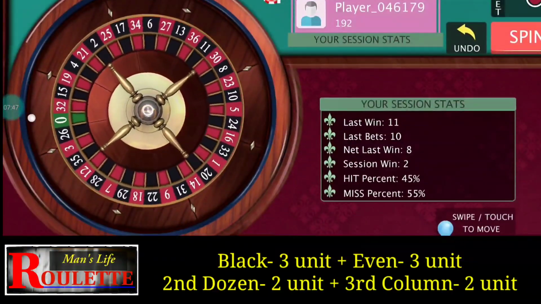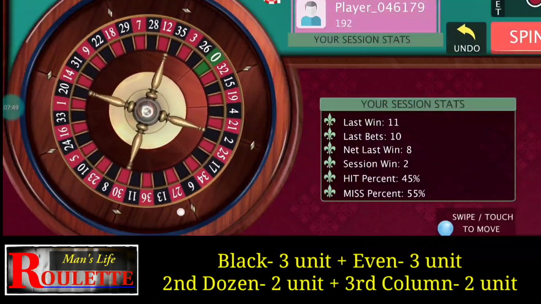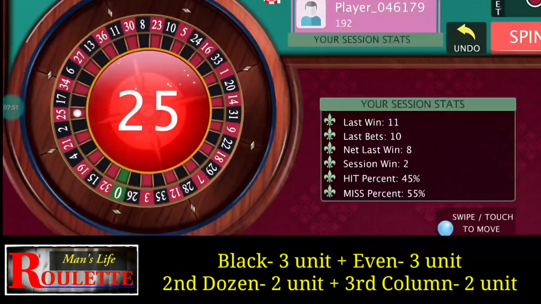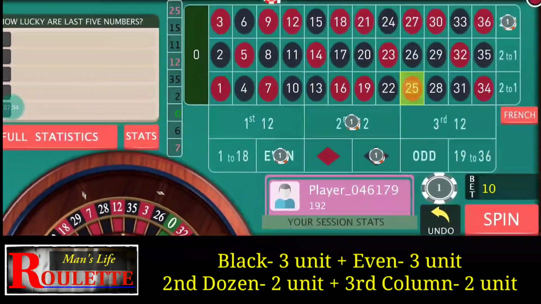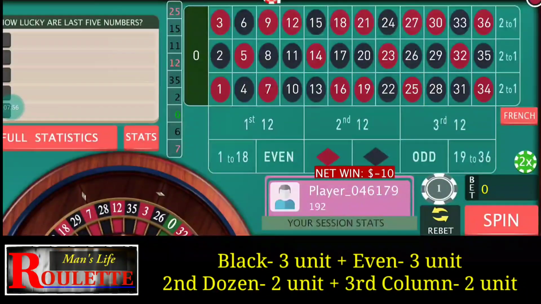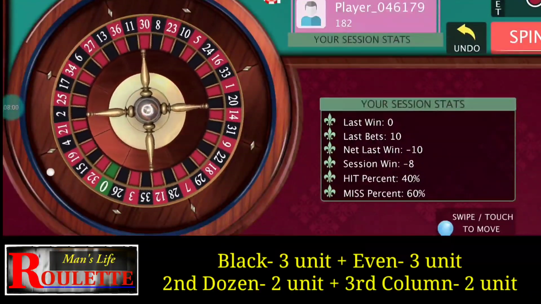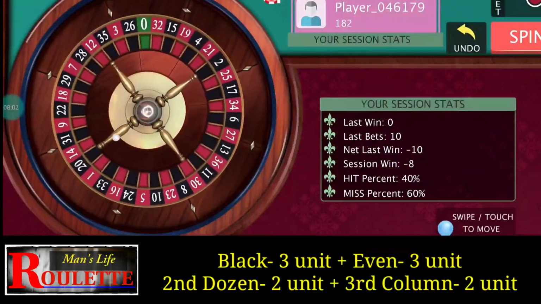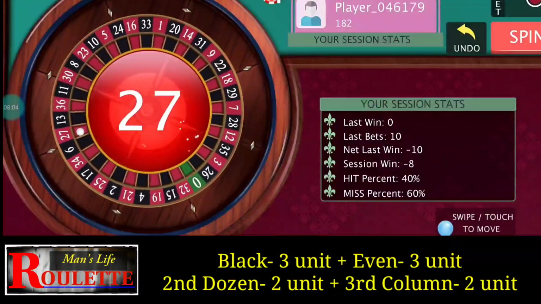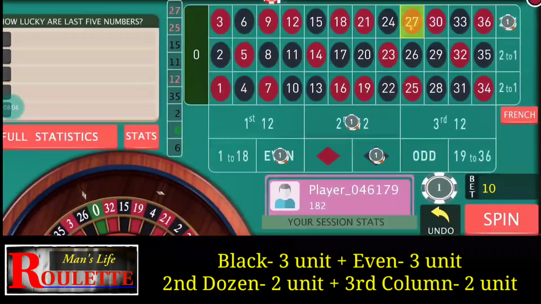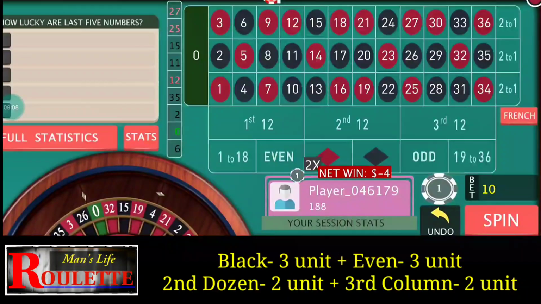We have to continue the game in this way until we make a profit of $30 or we lose $50. Then only we will increase the bets or stop playing. If we make a profit of $30, then we will stop playing, and if we lose $50, then we will increase the bets to recover the losses.